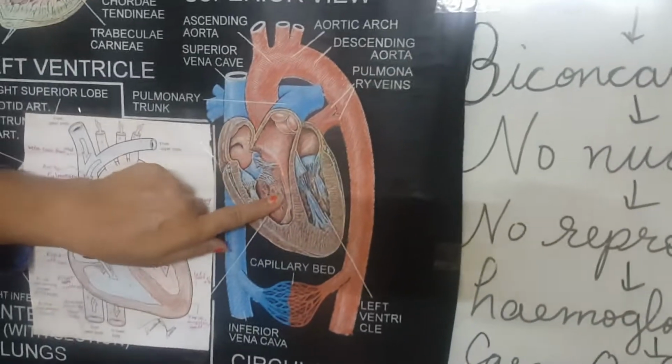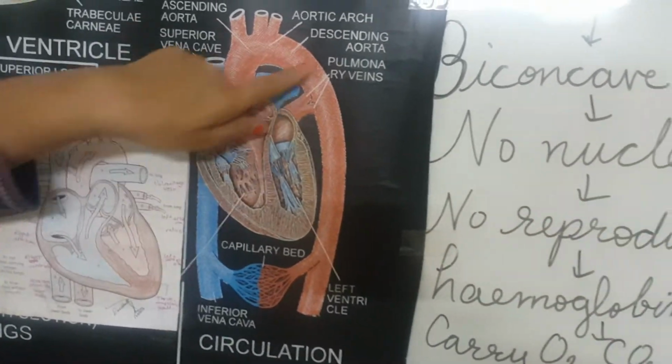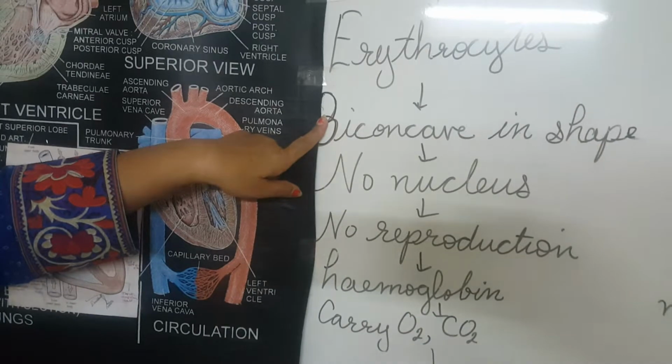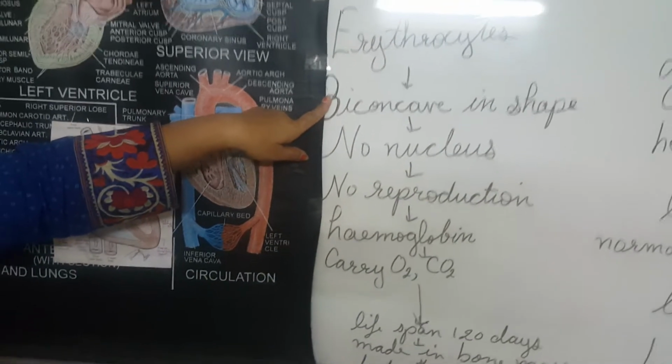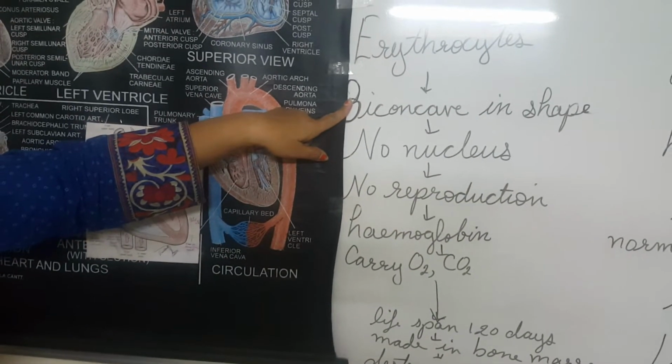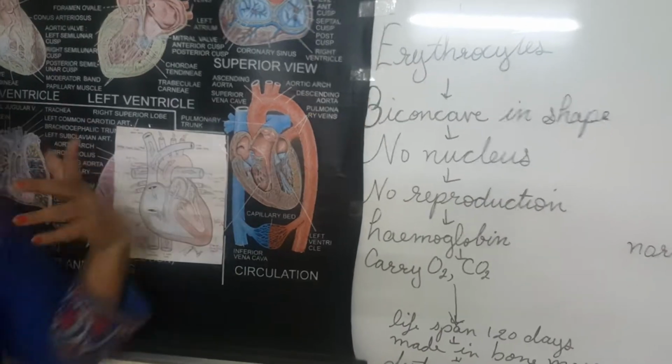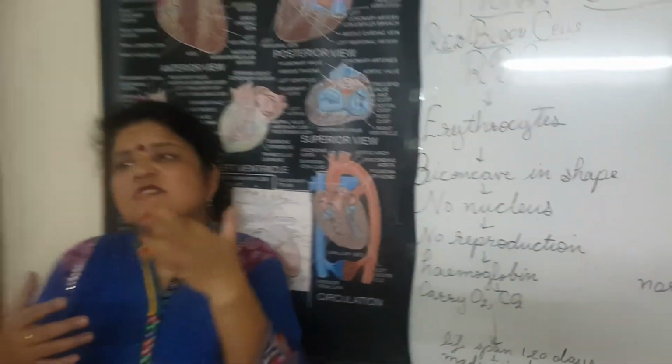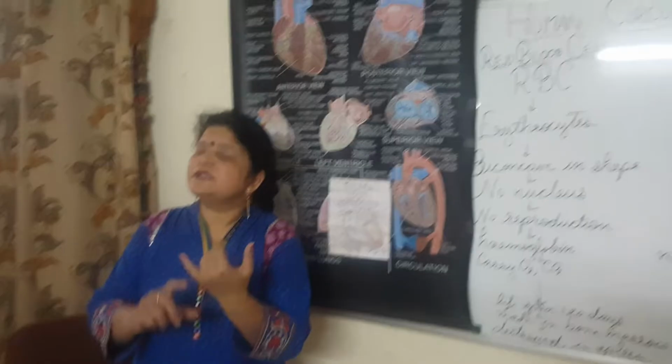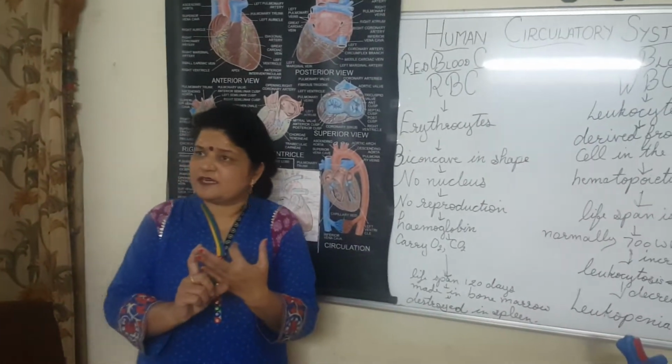From the right atrium, it pours into the right ventricle. From the right ventricle, the blood is taken to your lungs for purification. Now, when we are talking about blood, what is blood all about? It has got three things in it: RBC, WBC and platelets.